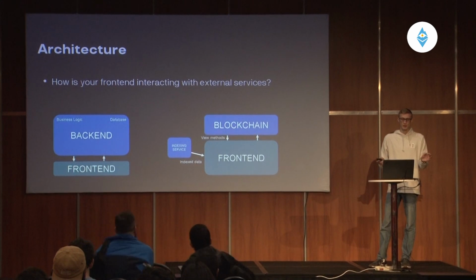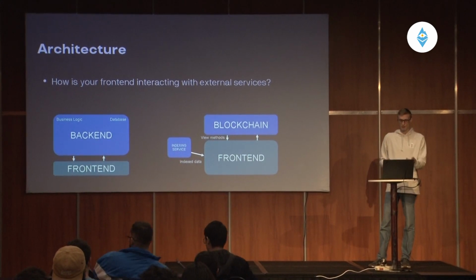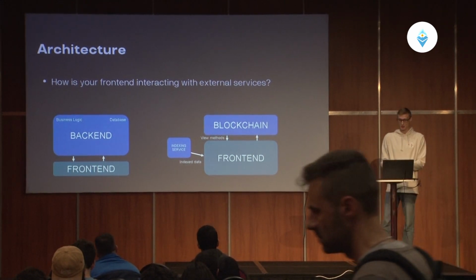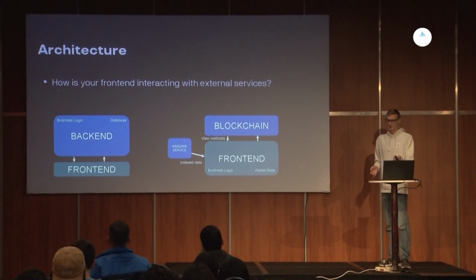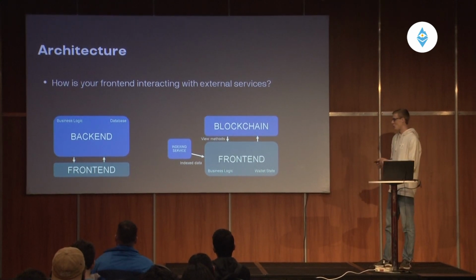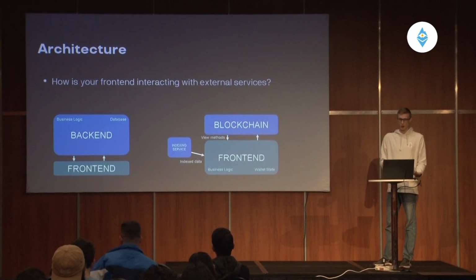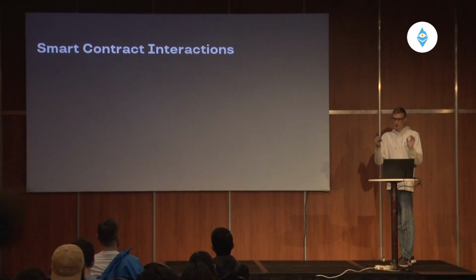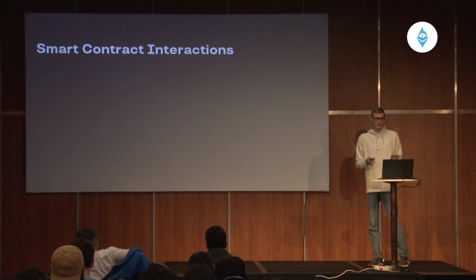But typically, if you look at the largest DeFi applications, they follow this framework where they have a blockchain and then most of their logic exists on the front end. So as you see, the business logic and the wallet state is all handled in the front end. And so we're going to try to make sense of how you can actually architect your application around this. And so obviously the first place that you have to start is smart contract interactions.